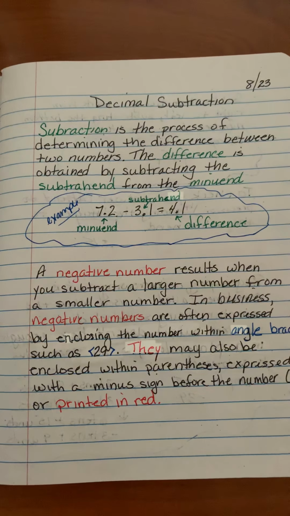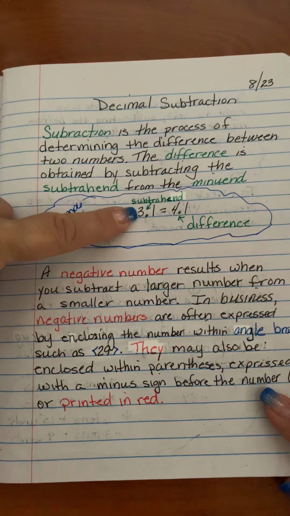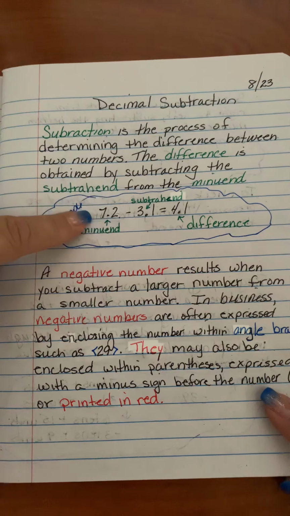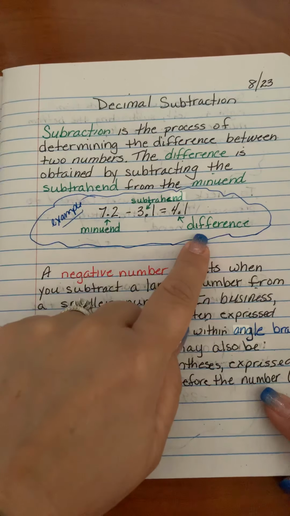Decimal subtraction. Subtraction is the process of determining the difference between two numbers. The difference is obtained by subtracting the subtrahend from the minuend. The example below shows you that the subtrahend is the number that follows the subtraction sign, the minuend is the number that's being subtracted from, and the difference is the answer.